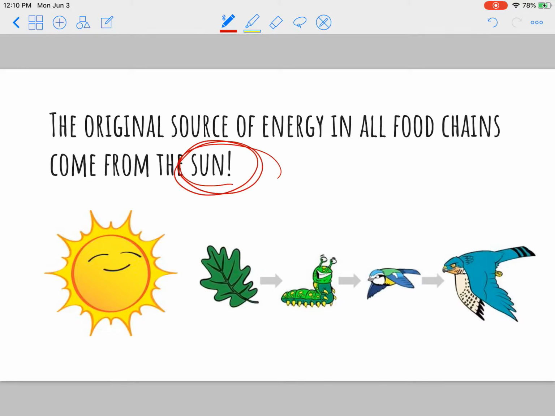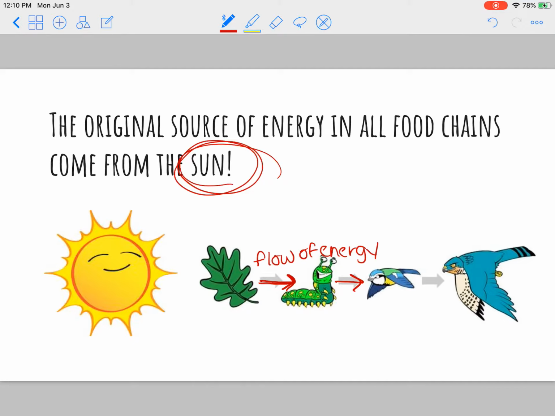So if you look at this simple food chain, you can see that the caterpillar is going to eat the grass or the leaf. The bird is going to eat the caterpillar, and the hawk is going to eat the smaller bird. Now, if you look, you'll notice the arrows are pointing in this direction. What that means is the arrows represent the flow of energy.